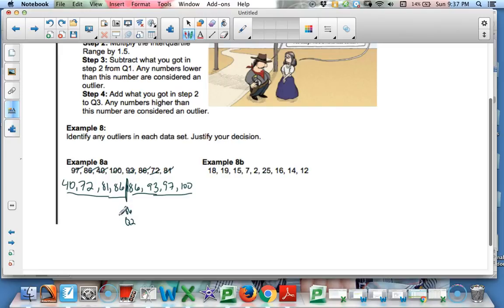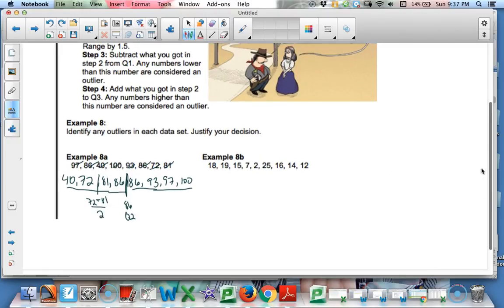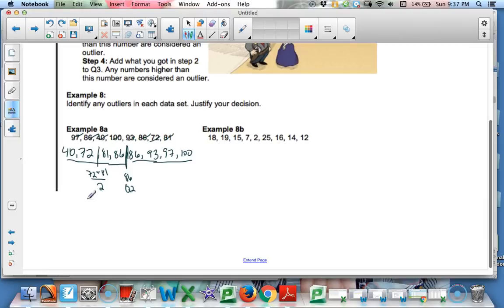All right, so now I can look for my Q1, which is going to be the median of this lower half. So that is going to be right here between 72 and 81. So I'm going to say 72 plus 81 divided by 2. Well, 72 plus 81 is going to be 153. And 153 divided by 2 is going to be 76.5, I think.